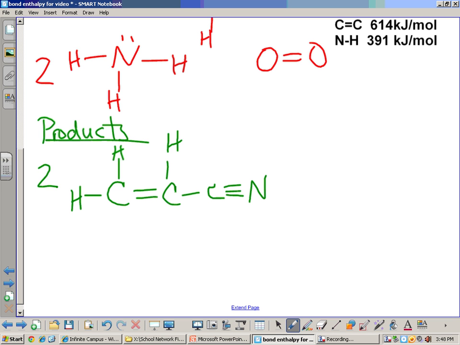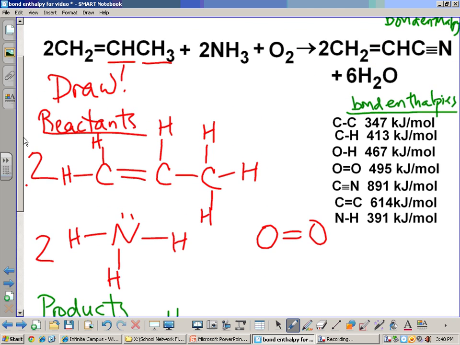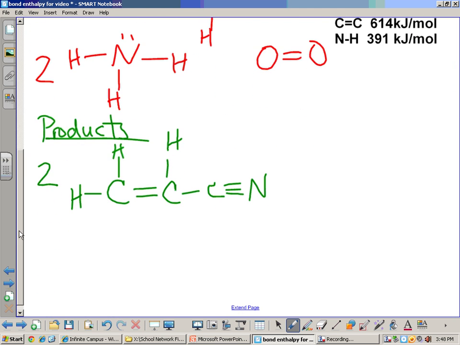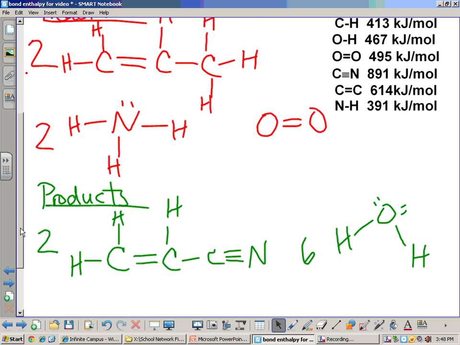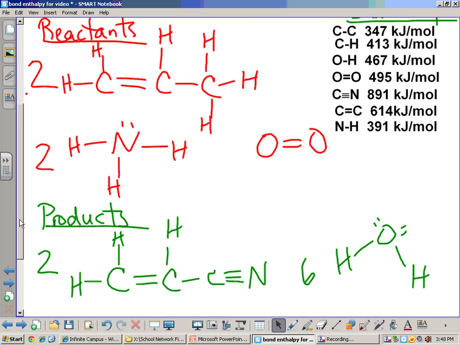And then what else do we have? It also says 6 waters. You go back, have a look. 6H2O. Okay, so 6H2O. We know what water looks like. That's easy. We can draw that. So we've got our reactants, we've got our products drawn out. Reactants are about breaking bonds. Products are about forming bonds. So now let's compare the two.